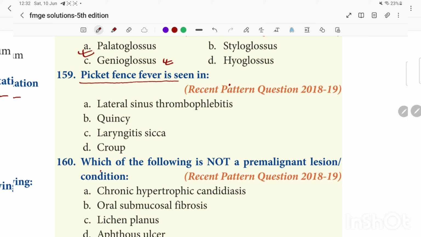Pyrexia, fever, is seen in lateral sinus thrombophlebitis. Which of the following is not a pre-malignant lesion or condition? Which chronic hypertrophic pre-malignant condition?